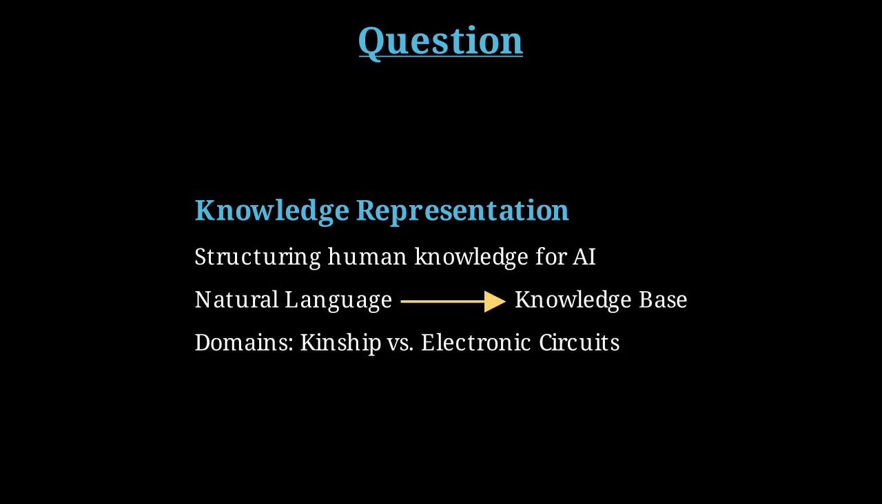We will do this by looking at two very different worlds: the abstract realm of family trees, known as the kinship domain, and the physical, rule-bound world of electronic circuits. By comparing these domains, you will learn how to build robust, logical foundations for intelligent systems.